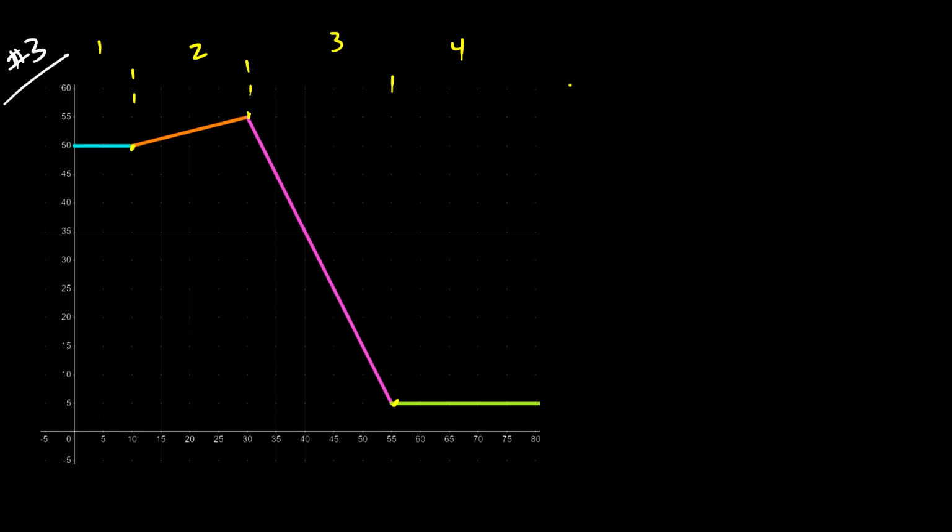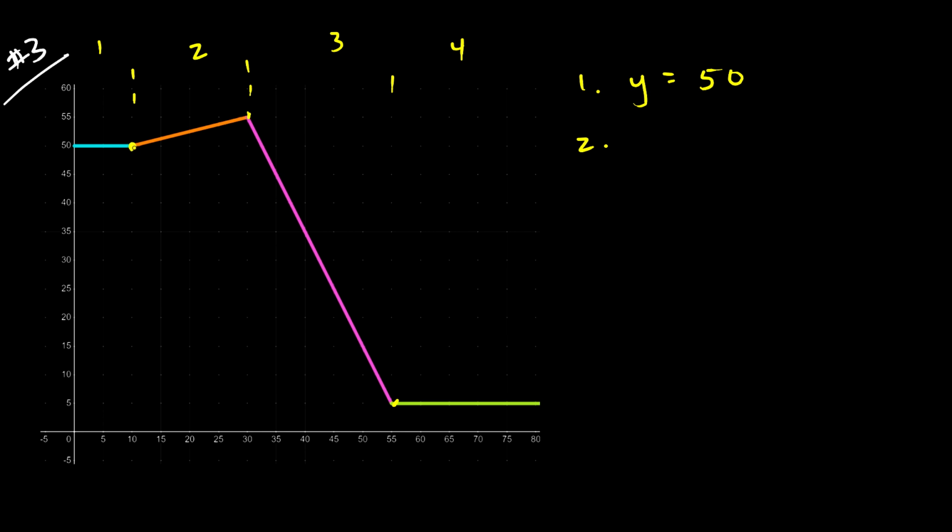And what I like to do is just go ahead and figure out what each of these equations are before I even look at the domain. So let's go ahead and take a look. Our first graph we see is just at 50 the whole time. It stays there. So we can say that's y equals 50. We're done. Our second piece, a little bit of trouble here.